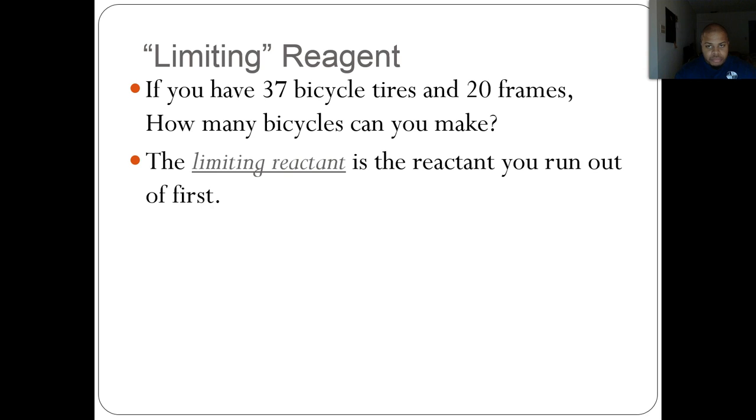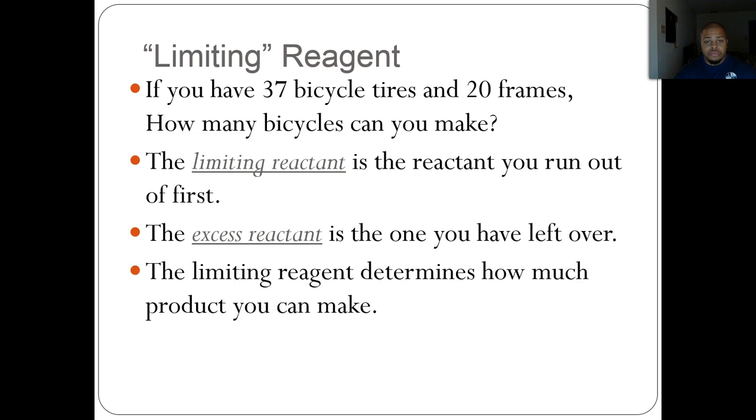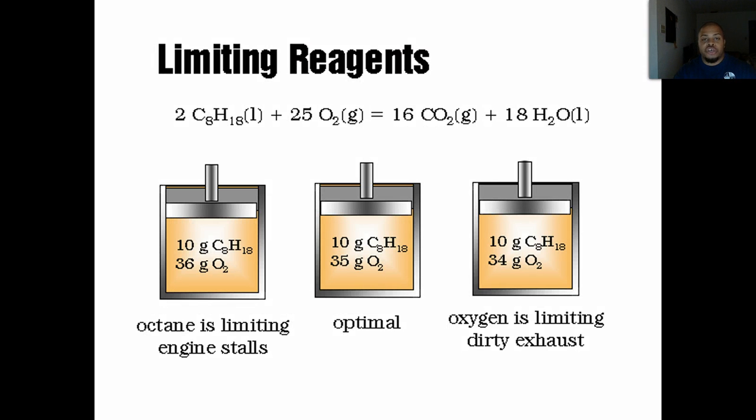The limiting reactant is just the reactant that you run out of first. The excess is the one that's left over. So in this case, I had more frames than I had tires to make bikes, so my frames would actually be my excess. The limiting reactant determines how much product you'll make.